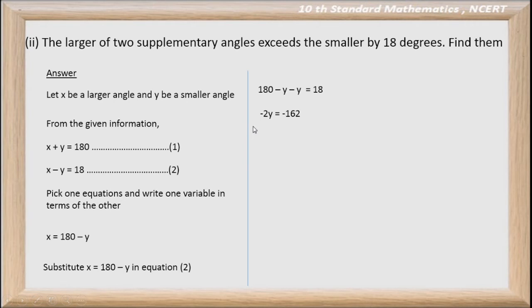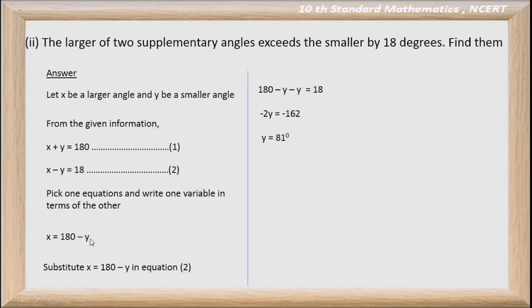Now divide both sides, LHS and RHS, by minus 2. Now we will get y equal to 81. So minus 2y by minus 2 is y, equal to minus 162 by minus 2, which is 81. So we got y equal to 81 degrees.